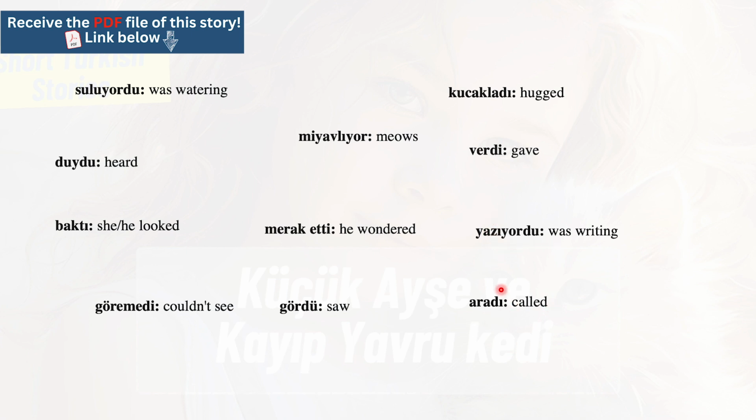Aradı, called, from aramak. Now aramak has two meanings: either to call someone on the phone, or to search, like you're searching about a certain word. That's aramak. Now how do we know which while reading? How do we know if it means to call or to research? Depending on the meaning of the sentence, we know what they mean.